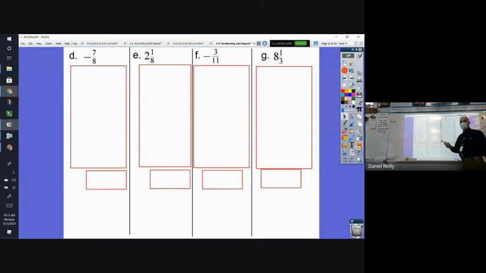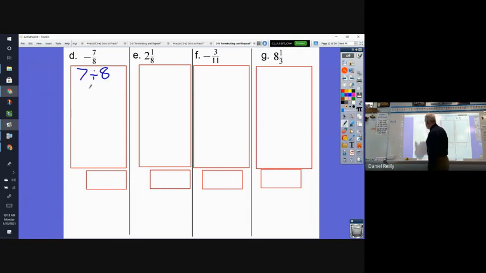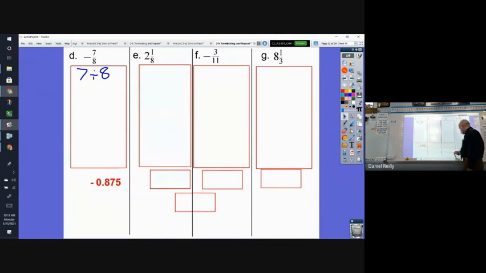Evie? -7/8 as a decimal? I don't know. Okay, how do we do this? So this is what kind of problem? 7/8 is what operation? Division. 7 divided by 8 in my calculator, which you are holding in front of you, equals 0.875. And because this is negative, the answer is negative. Okay? That's all you have to do for these.